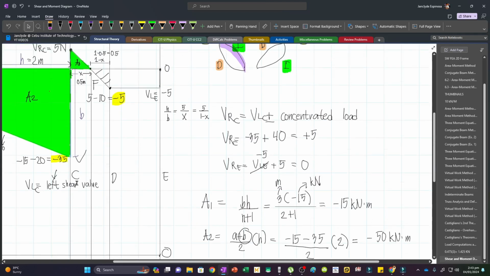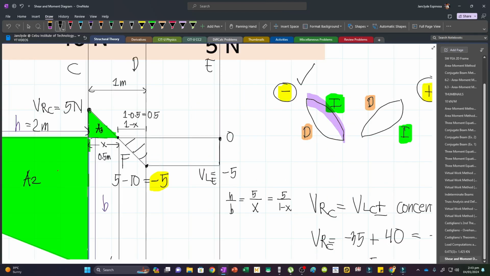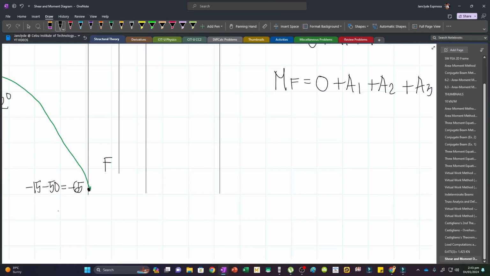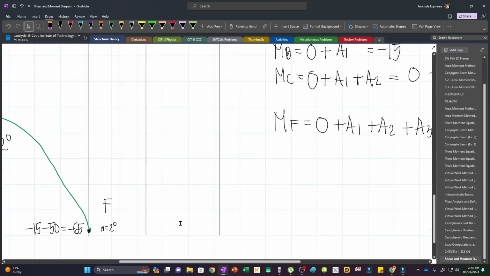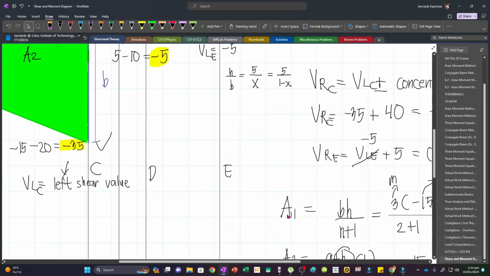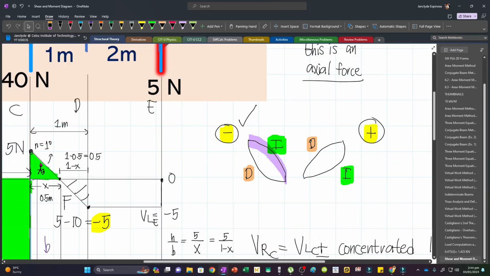Now sir, what will be our connecting line? Let's check our V diagram. This degree is 1, because this is a triangle. So if n here is equal to 1, then our n here will be equal to 2, because we will be adding 1. Let's try to check our curve shapes. This is positive because it's above the 0 line, and so we will consider this one because this is positive.